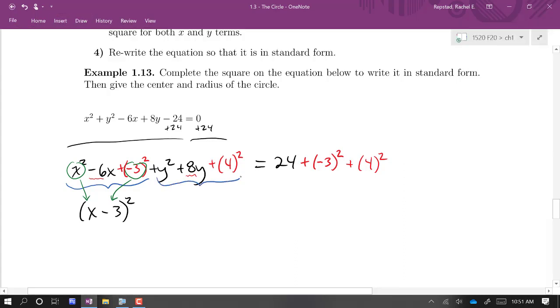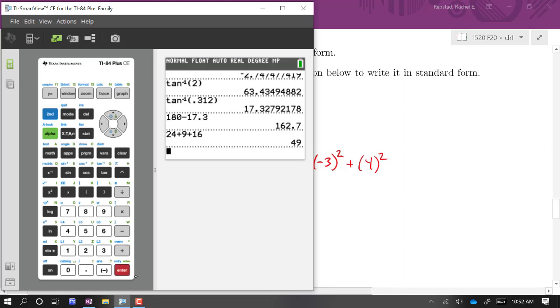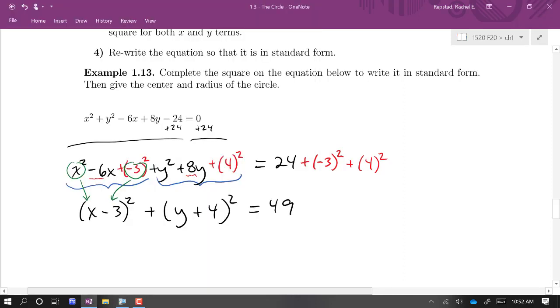We've got another perfect square here with the y's. That's what a perfect square looks like. I grab the y, I grab the +4. So I've got x minus 3 squared plus y plus 4 squared. On the other side I got some arithmetic to do. 24 plus 9 plus 16 is 49. So that's part of what they asked us to do, complete the square, to write it in standard form. So there's standard form.